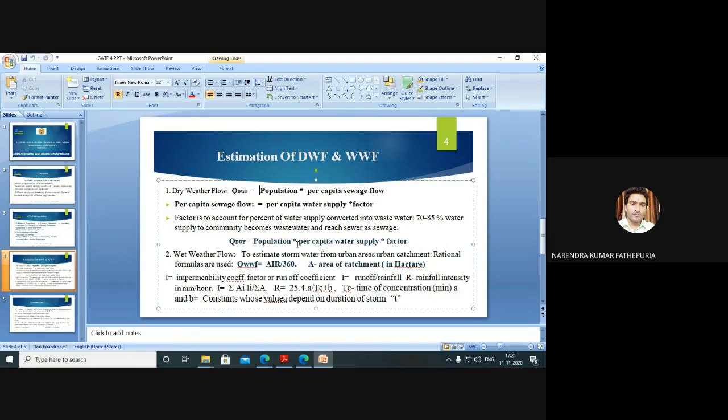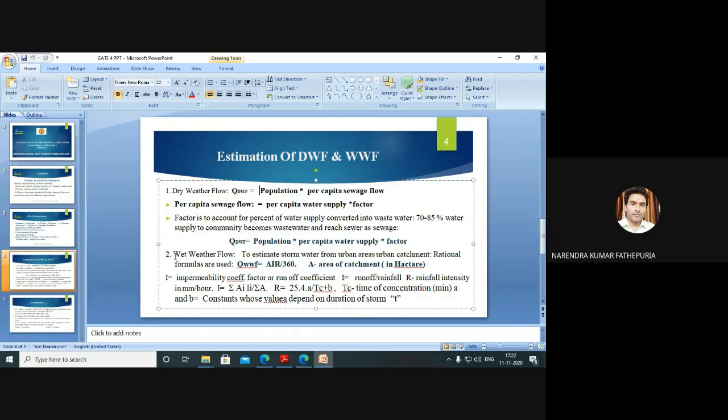Finally, you will get Q like this: population multiplied by per capita water supply, multiplied by the percentage of sewage generated. Suppose it is 80%, so 80 divided by 100. You get Q, the dry weather flow rate, in MLD. You convert it to meter cube per second: multiply with 10 to the power 6, divide by 10 to the power 3, and divide by 24 into 60 into 60, which is 86400.